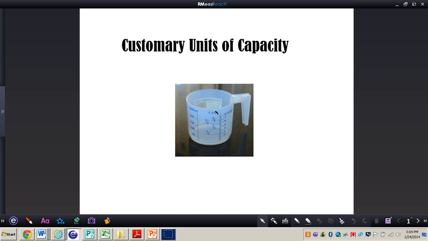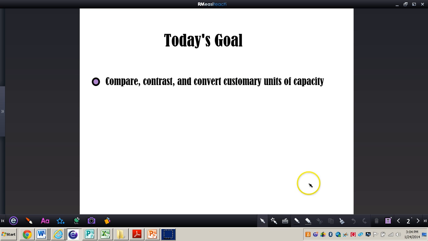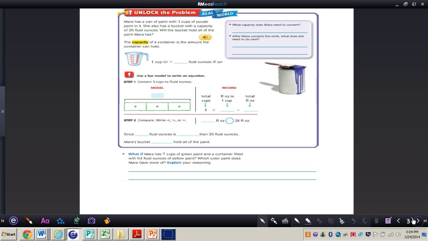These are the units of measurement that we use to measure capacity in the United States, while the rest of the world uses the metric system. First of all, let's think about our goal for today. The goal for today is to compare, contrast, and also convert customary units of capacity. Now we're going to unlock the problem together, so I want everyone to turn to page 409 in your math book, and let's take a look at this together.